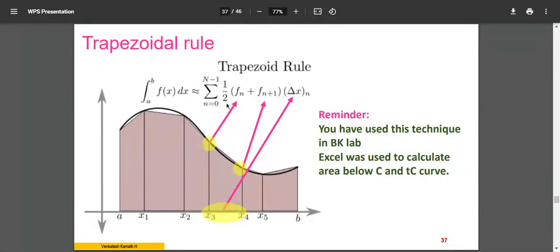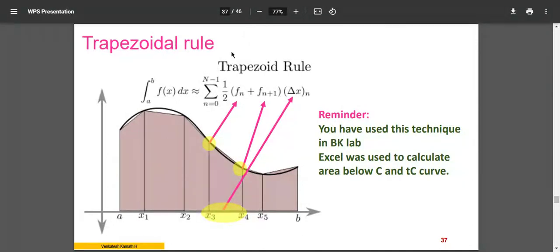Now you can see the equation here. Based on these two, I'll take the average: half of fn corresponding to this value, plus fn plus 1 corresponding to this value. I'll take the two y-axis values, average them, that is my height, into the width, that is this one, delta x, x4 minus x3. So this is for one segment. Like that, n number of segments are there. I have to add all the segments. So that gives me the area under the curve.